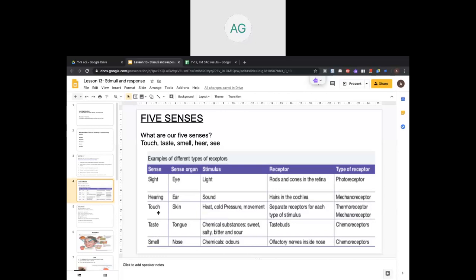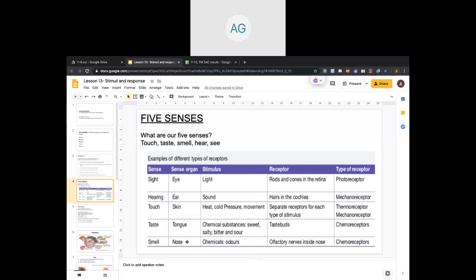Then the next one is taste. How can we taste anything? With the help of the tongue. The sense organ responsible for that is the tongue. The stimulus, the change, when you eat something, is the chemical substances: sweet, salty, bitter, or sour. Those are the four things your tongue can sense. There are taste buds on the tongue that help you to sense that change. That type of receptor is known as a chemoreceptor because they detect chemical substances, the chemicals present in sweet, salt, bitter, and sour. That's how you taste it.